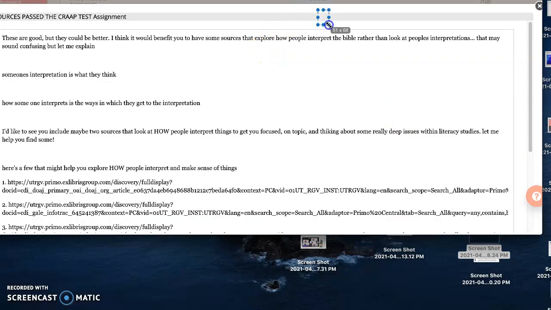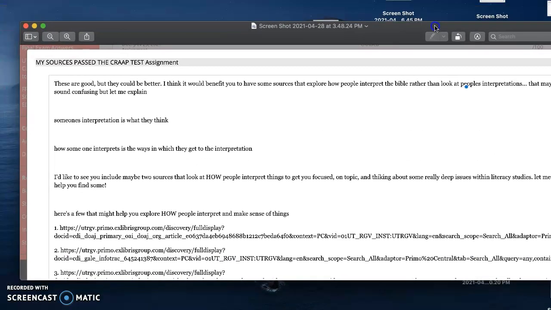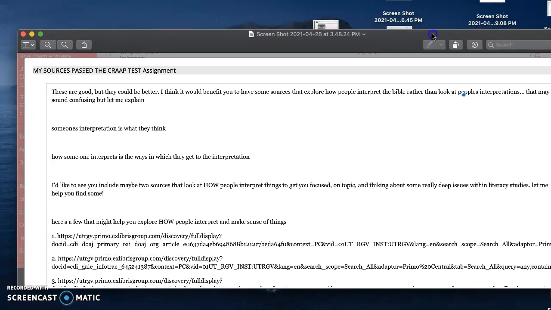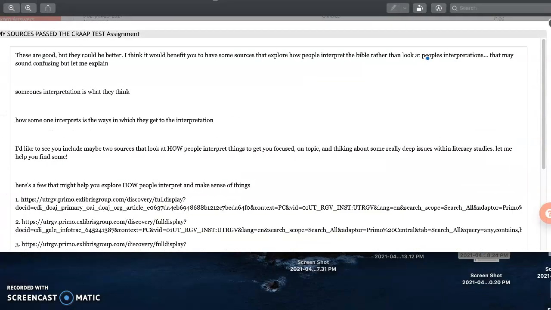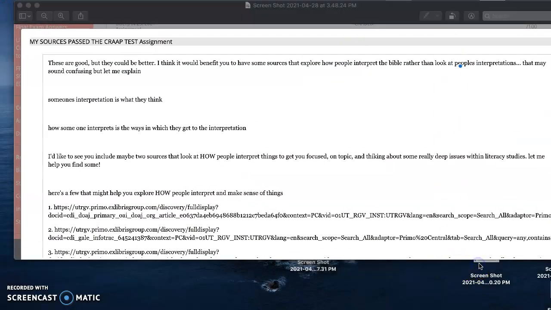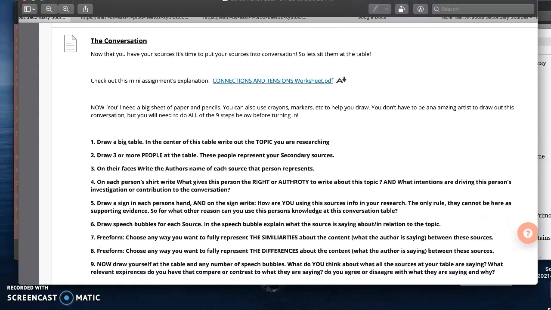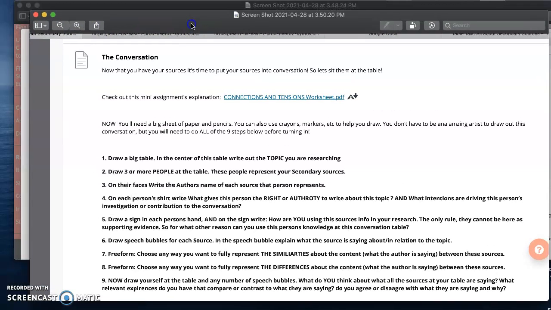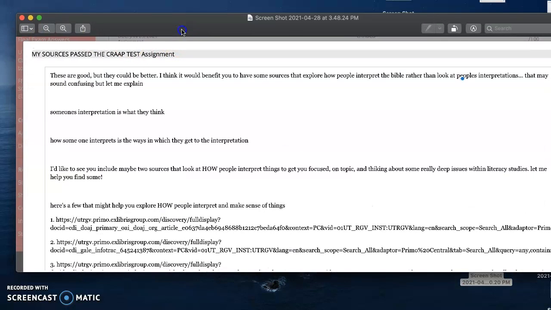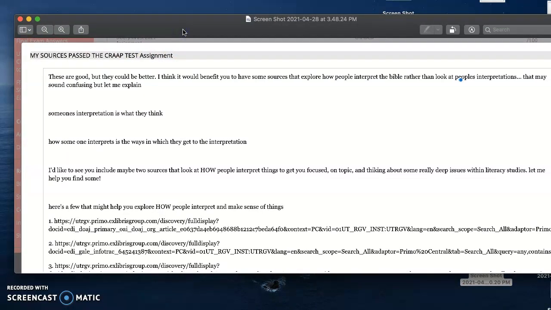This is feedback from the teacher, if I recall, telling me the sources are good, but it could be better. So I decided to change it up. Yes, it's the sources. Basically, I received feedback on my sources, and I ended up changing it up a bit.